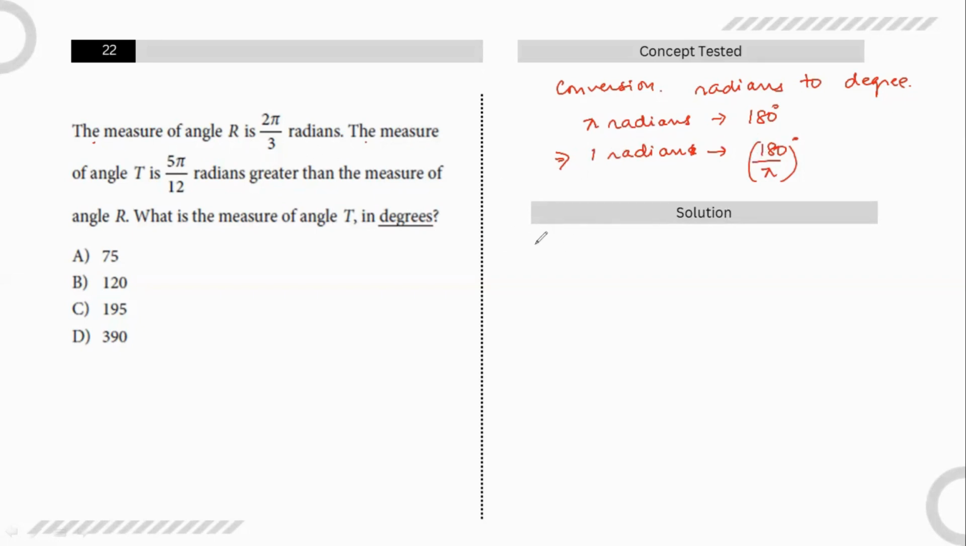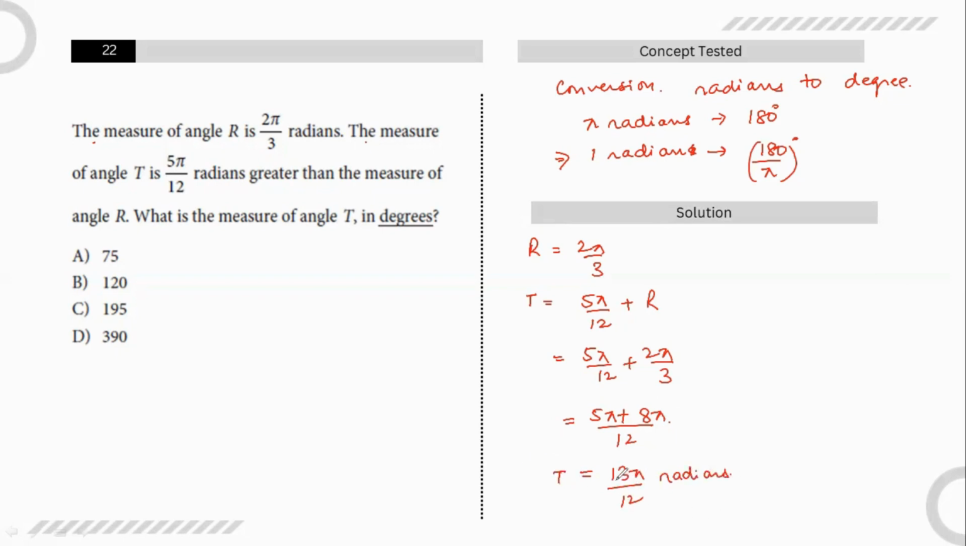Now, starting with the question, it says that R is actually 2 pi by 3. T is given as 5 pi by 12 greater than, that means more than the angle R, and angle R is given as 2 pi by 3. So 5 pi by 12 plus 2 pi by 3, that will be the answer here. Let's take the LCM. The LCM will be 12, 5 pi as it is, plus 4 times 2 pi, that is 8 pi. So the numerator will be 13 pi divided by 12, and this is in radians.